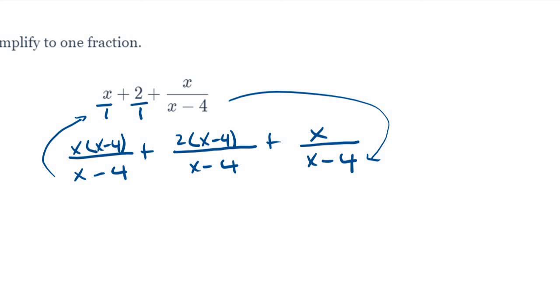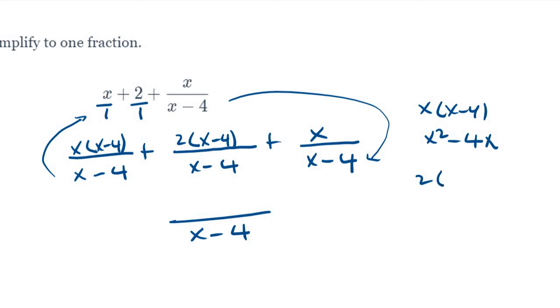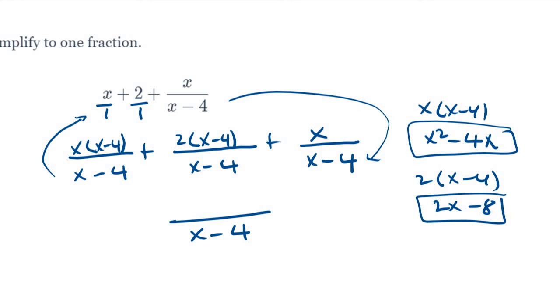All right, now I have a common denominator of x minus 4. I just keep it. And now I need to multiply the numerator. So x times x minus 4 is x squared minus 4x. And then 2 times x minus 4 is 2x minus 8. And then I have x. So now I'm going to add all this together. I'm going to add this with this, combining like terms, and then combine that with this last x over here. Everything must be added together.